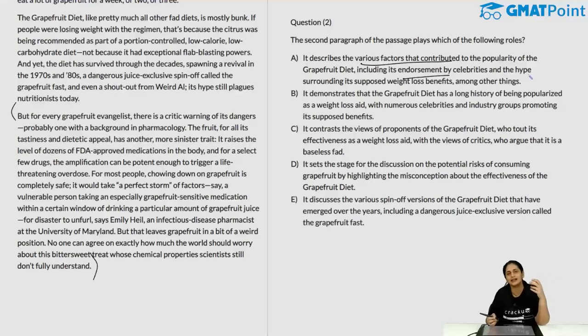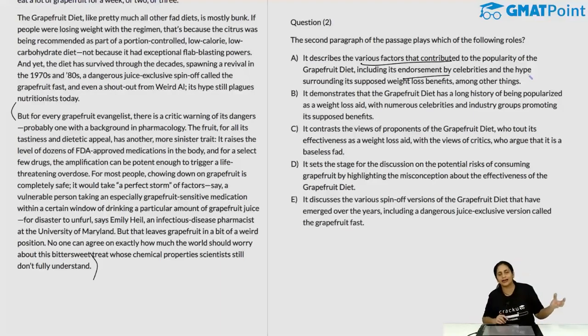the paragraph basically says that it has somehow survived over the decades and it continues to be something that plagues nutritionists today. So the various factors for its popularity have not been discussed. More importantly, its popularity or unpopularity is not the main point. The main point is that this continues to be something that affects nutritionists, and it is relevant.